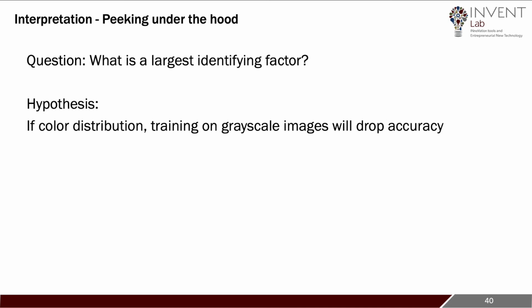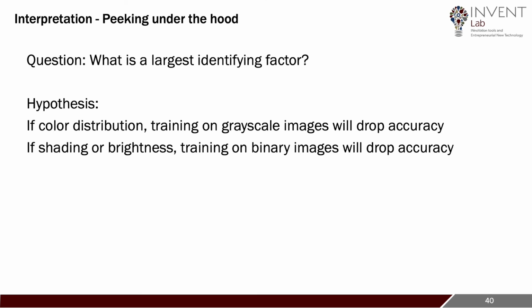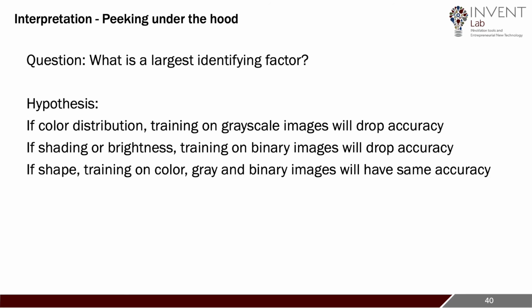If it's color distribution, then we should expect training on a grayscale version of the set of images to drop the accuracy substantially as compared to training on the color. Because if it can't see color, and color is the most important thing, then the accuracy will just plummet. Similarly, if shading or brightness is the most important identifying factor, then training on just binary black and white images will drop the accuracy substantially. But if shape is the largest identifying factor, then we can expect training on color, gray, and binary images all to have similar levels of accuracy.